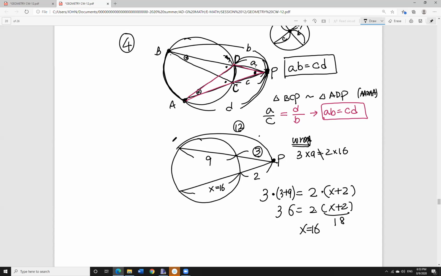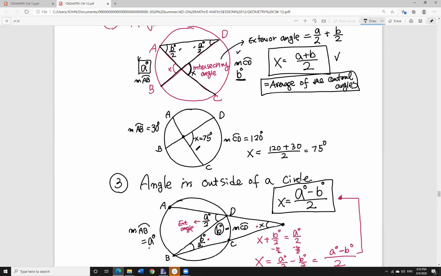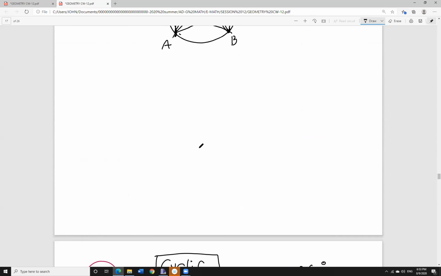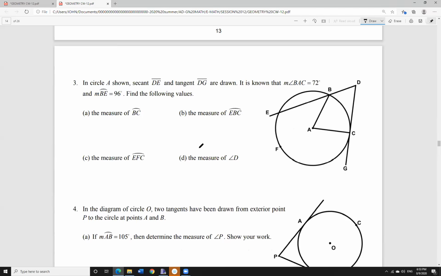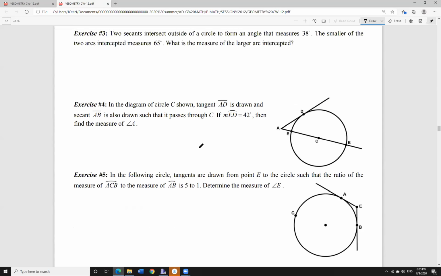Now we did an angle 2, right? Okay, angle 2, we are all done. That's all about circle, okay? We finished the circle. Just we have a practice.